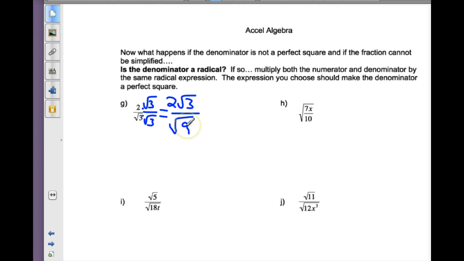Now, what's the square root of 9? 2 radical 3 over 3. Can you cancel the 3's? No, because one's a radical and one's a whole number.